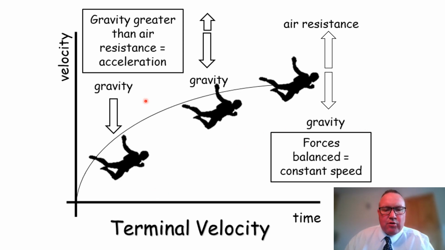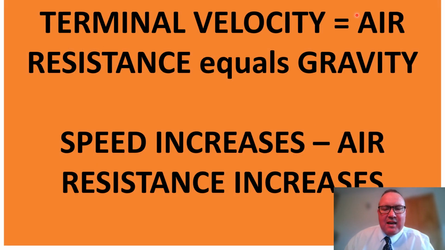The faster they go, the bigger the air resistance force. So they get to terminal velocity, their top speed, when air resistance equals the size of the gravity force. As their speed increases, their air resistance force increases.